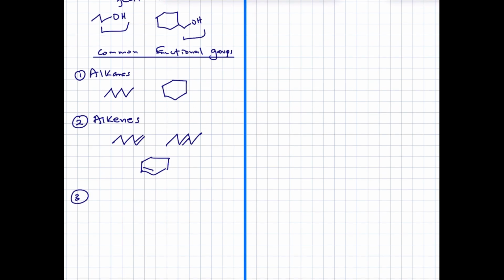Number 3, alkynes. These ones contain a triple bond. So for example, you could have something like this with a triple bond. Again, triple bond.